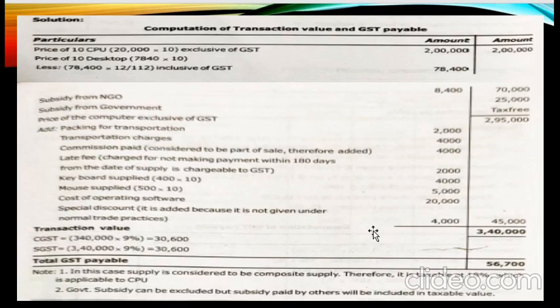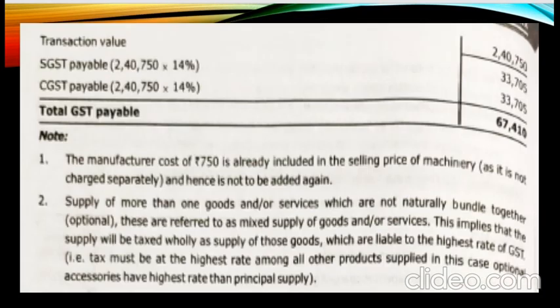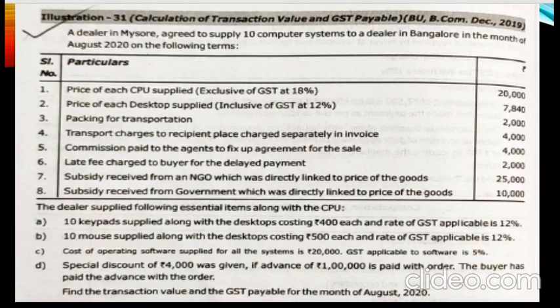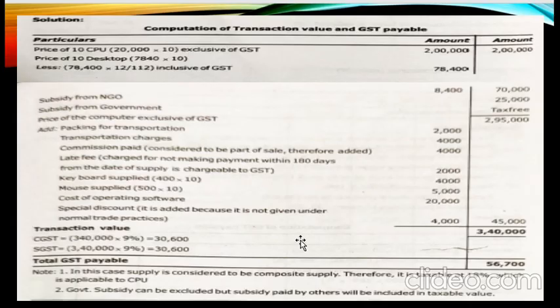Then we have the mouse. So how much is the mouse? What is the information which is given about the mouse here? Yes, 10 mouses supplied along with the desktop costing rupees 500 each, and GST rate is applicable. So how many mouses? 10. What is the rate? 500. So 10 into 500 will give you 5,000.